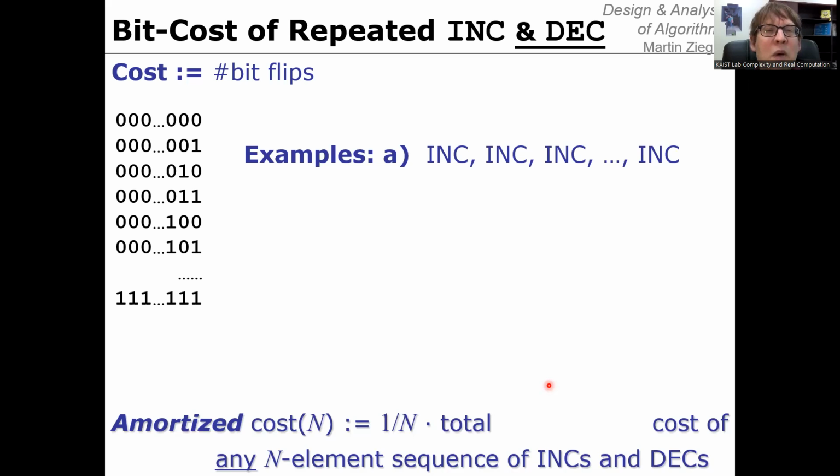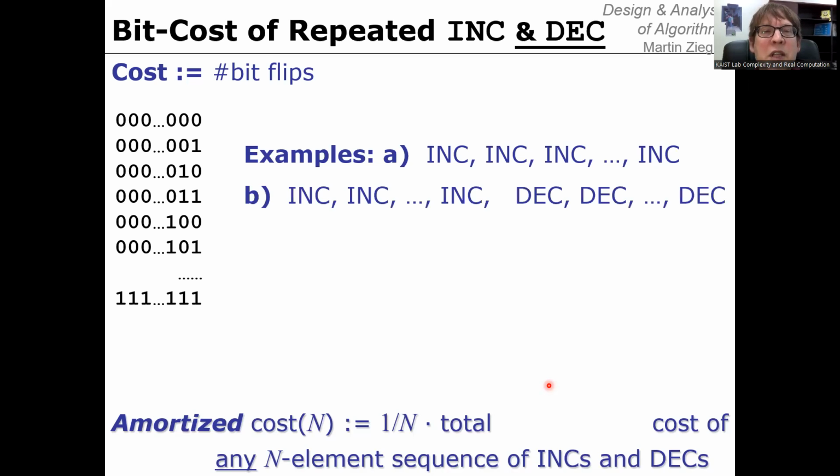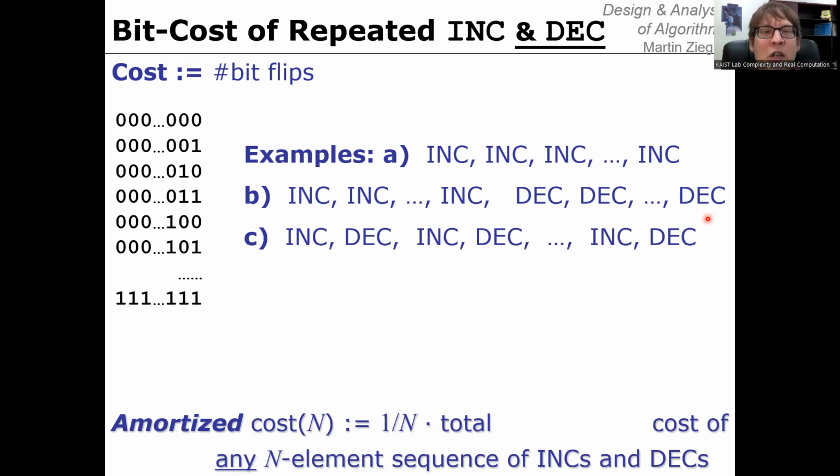But now our new binary counter supports both increment and decrement, which means that now also this is a possible sequence of operations. First, increment all the time up, and then going back down by repeatedly decrementing. Again, this is just one example sequence of operations. Another example sequence is repeatedly increment, decrement, repeatedly increment, decrement, and so on. That's also an n-element sequence of operations.